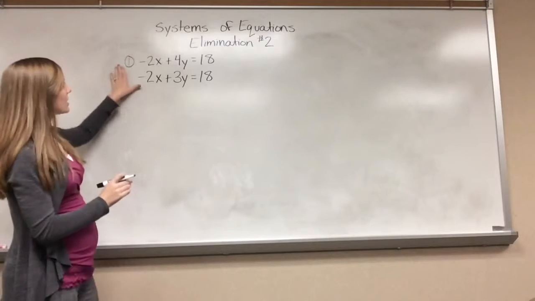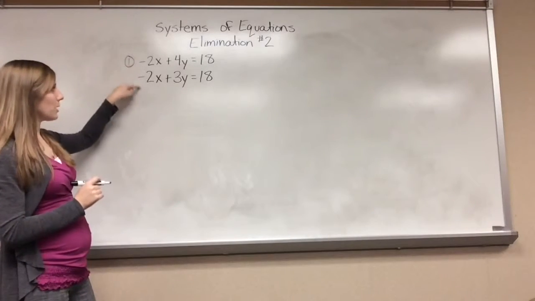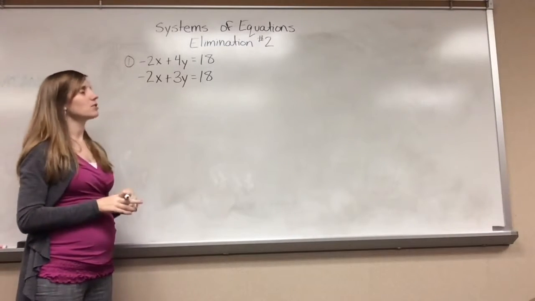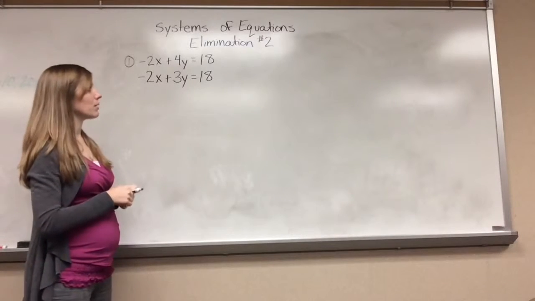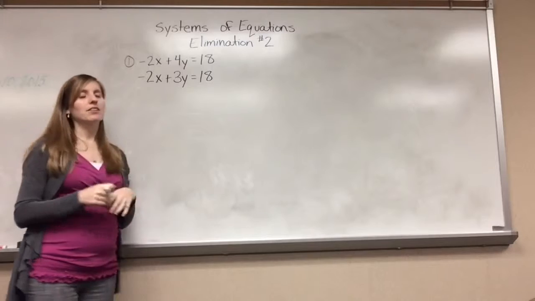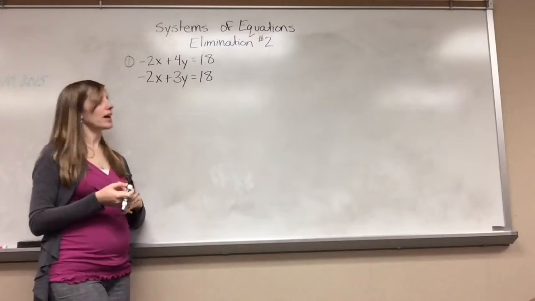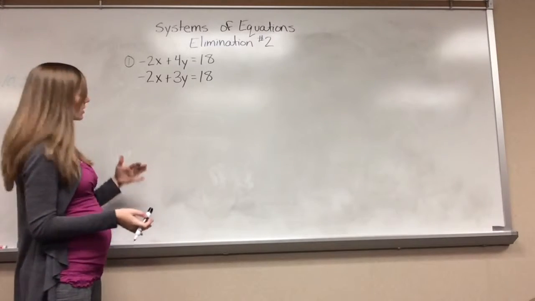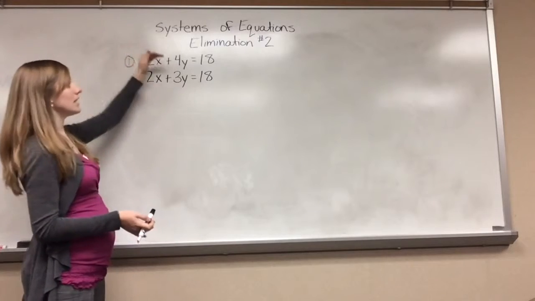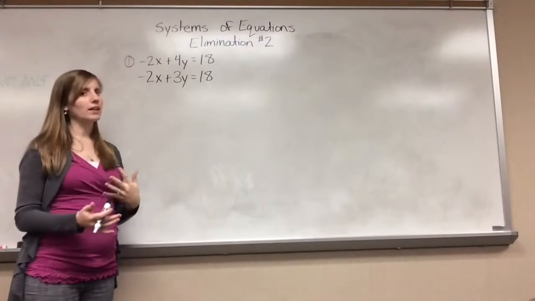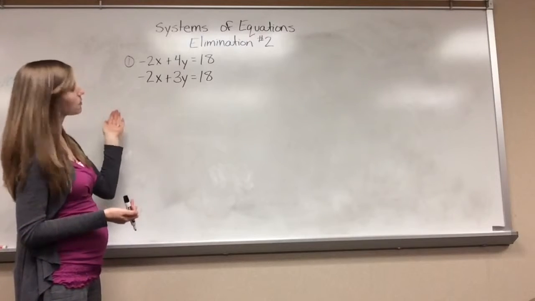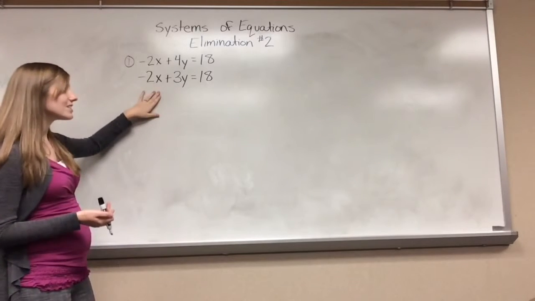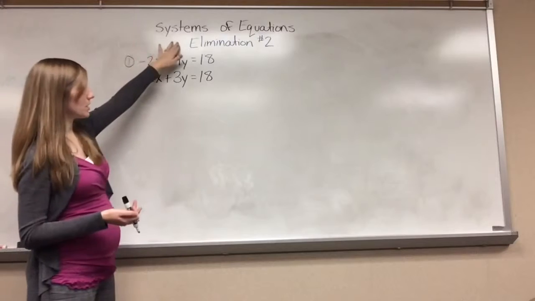So if you take a look at problem number 1, we have two equations. We have 2x plus 4y equals 18, and negative 2x plus 3y equals 18. Now this is very similar to the problems that we had before for elimination. You'll notice that neither equation is solved for y, so substitution is not the best option here. They're both in standard form, and since they're both in standard form, elimination's our best choice.